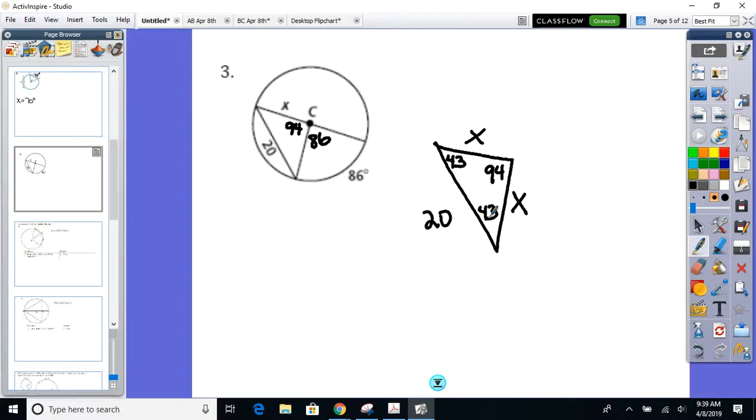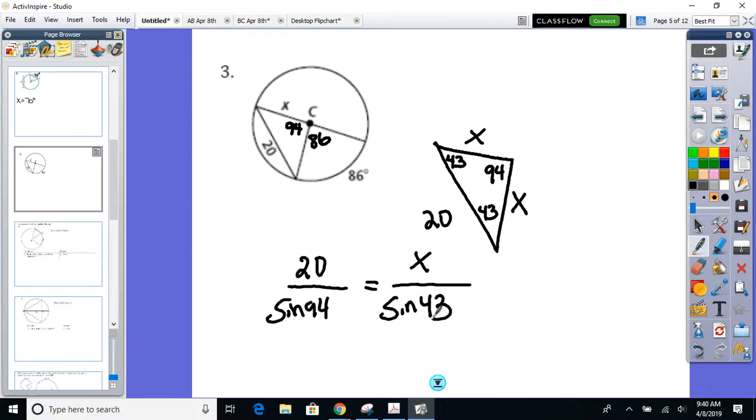Okay. So going back to this one to finish this up. Sines and cosines. Probably would use law of sines in this case. Here's why. Give me a side length. 20, what's it across from? Sine of 94. Give me another side. X, it's across from sine of 43, and we can cross multiply from there. You are going to have something similar to this tomorrow, where law of sines or cosines needs to be used.